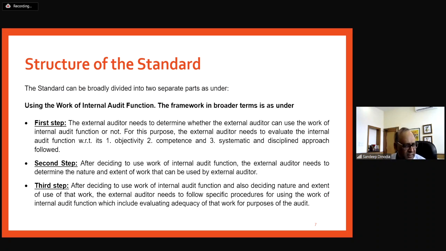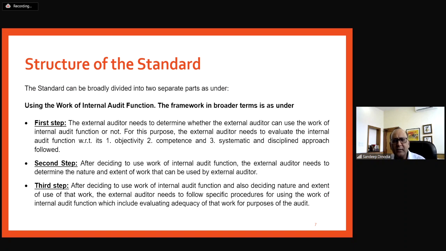If you read the accounting standard SA 610 and its implementation guide, in at least 50% of the pages you will find these 3 terms being used again and again. So these are of extreme importance. The internal auditor must have objectivity, it must have competence, and a systematic and disciplined approach. And if we are satisfied that all these 3 conditions exist, then we can use the work of the internal auditor. We will discuss in detail subsequently what these 3 mean.